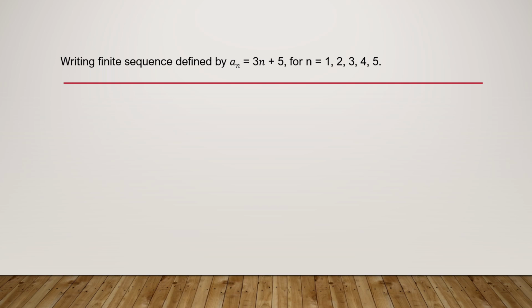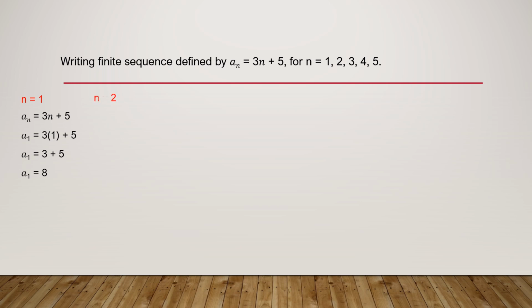So how to solve, or how to write a finite sequence defined by the given a sub n is equal to 3n plus 5, where the n value there is from 1 to 5. So for n equals 1, all we have to do is substitute the value of n by 1. So substituting n by 1, the n there from the 3n becomes 1, so 3 times 1 is equal to 3 plus 5, you will have 8. So a sub 1 is equal to 8.